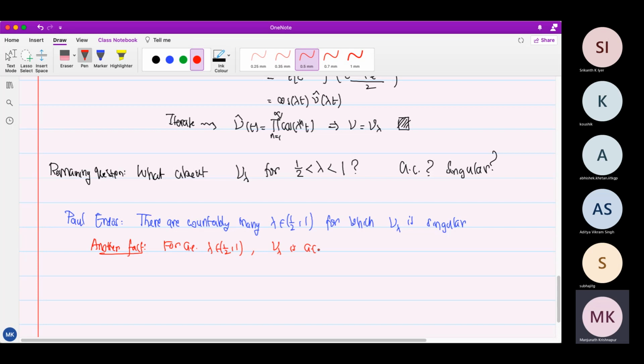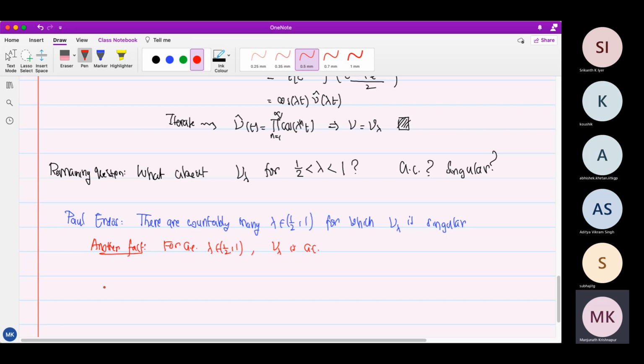Okay, so what tool do you have to show that nu lambda is singular? You have a measure. It's enough to show it's not absolutely continuous, right? Because if it's not absolutely continuous, it has to be singular. So how do you show something is not absolutely continuous? What tool do we have? Any suggestion? So what tool could we use to show that a measure is not absolutely continuous? Maybe we can assume absolute continuity and use the Radon-Nikodym theorem. Yeah, but you will get something. But how will you get a contradiction?